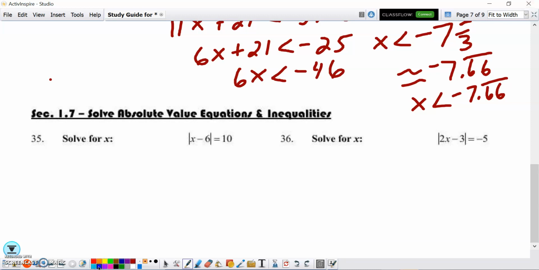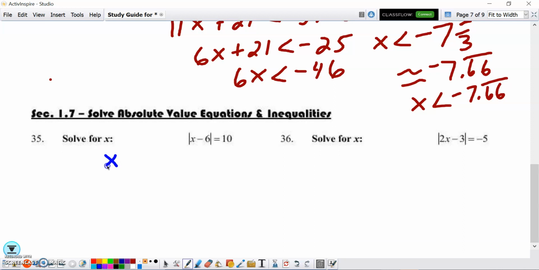All right, ladies and gentlemen, let's do section 1.7, solve absolute value equations. All right, so we've got the absolute value of x minus 6 equals 10. So we're going to make two problems out of this because remember there's a possibility of two answers, one answer, or no answers. And we have to make sure we check for extraneous solutions. All right, here we go.